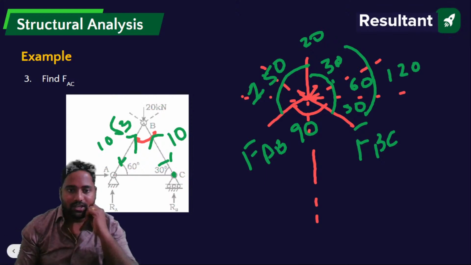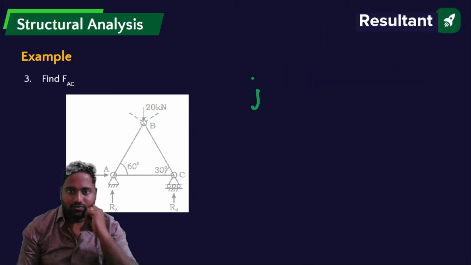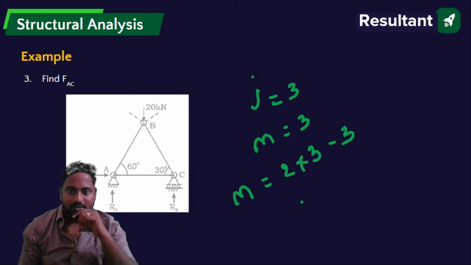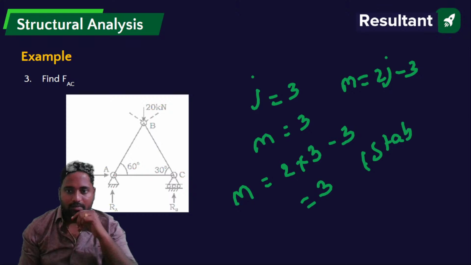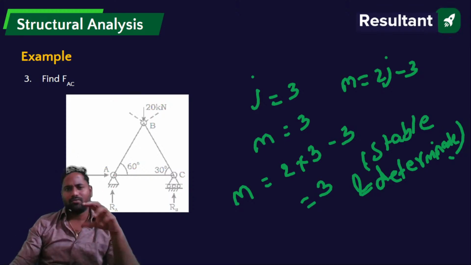What is the number of joints here? Number of joints equals 3, and number of members equals 3. You can write M equals 2J minus 3, that is 2 into 3 minus 3, M equals 3. So with 3 members, the truss is stable and determinate. Whatever we are doing right now is for stable and determinate trusses. For indeterminate trusses, you can't use these methods; you have different methods for them.